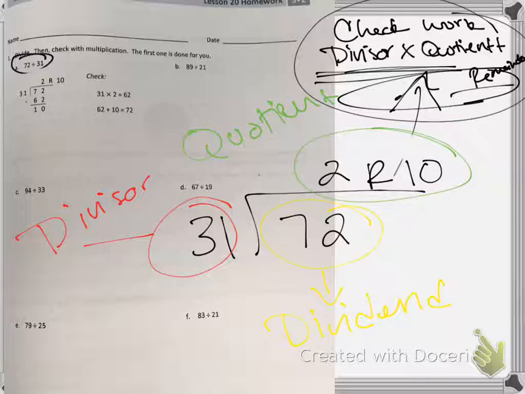This will help them understand which one's being divided, which one's the answer, and which one is doing the dividing. And I believe that's very important for them to understand, so that once they learn that vocabulary, they're able to switch between the two and know what they're doing. So let's try C and E.